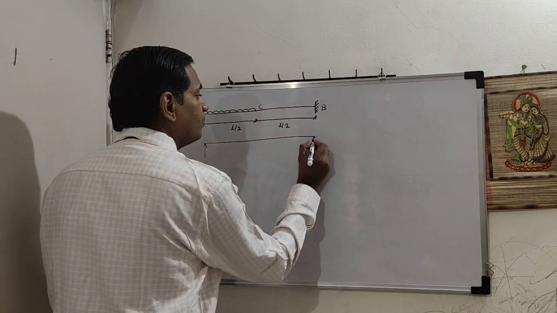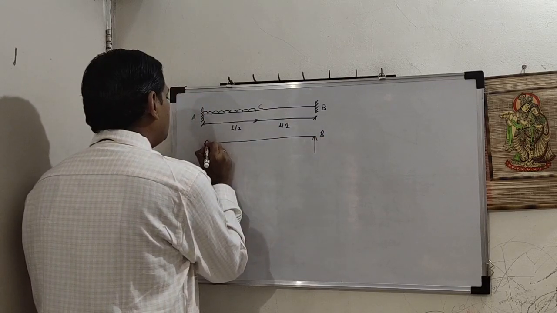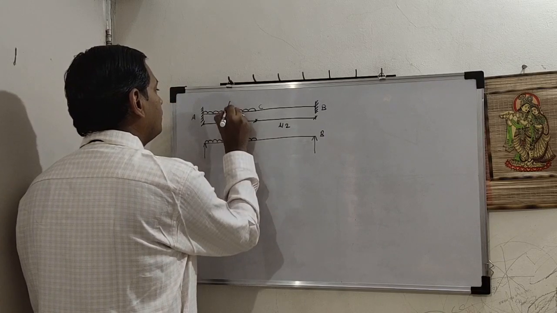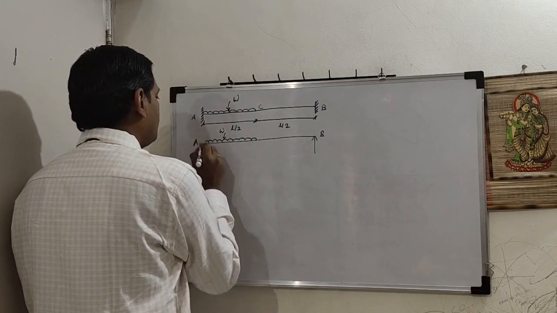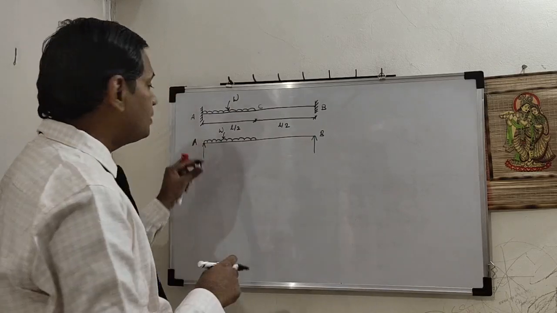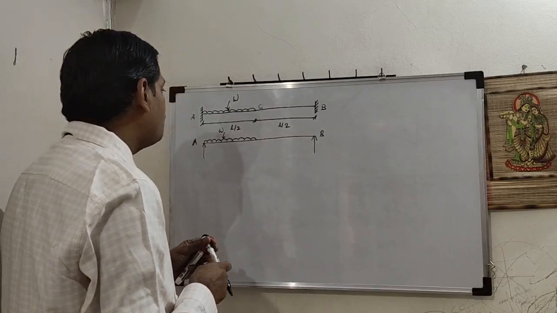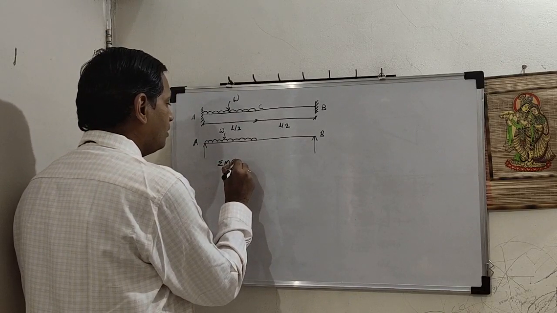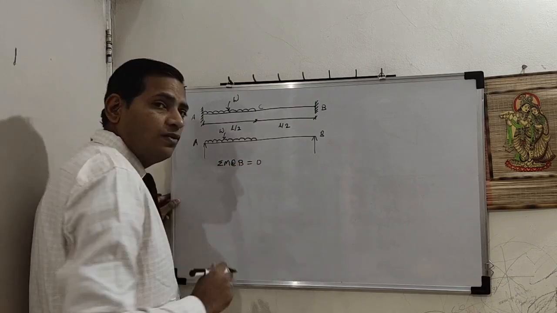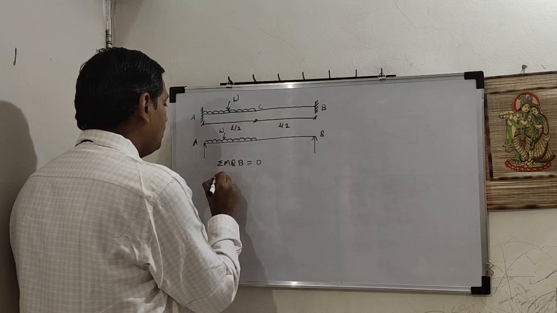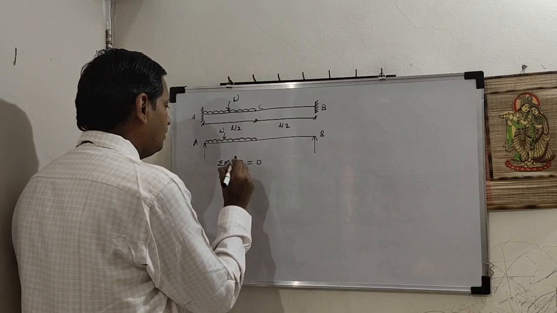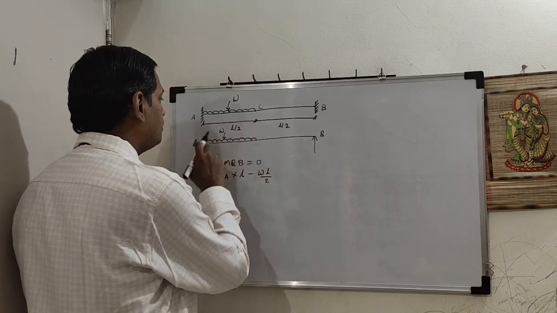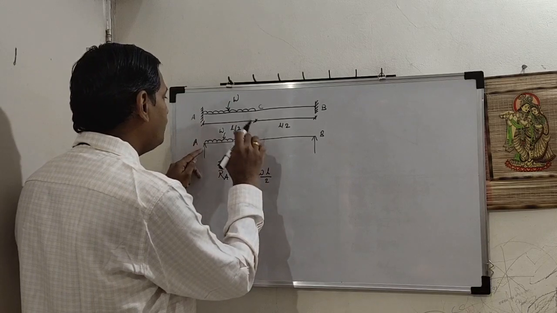Simply supported beam subjected to UDL for half span W. And we will find out how much is reaction at support A. So we take summation of moment about B and write down what is the equation for moment. So RA into L minus WL by 2. So W into this length L by 2.